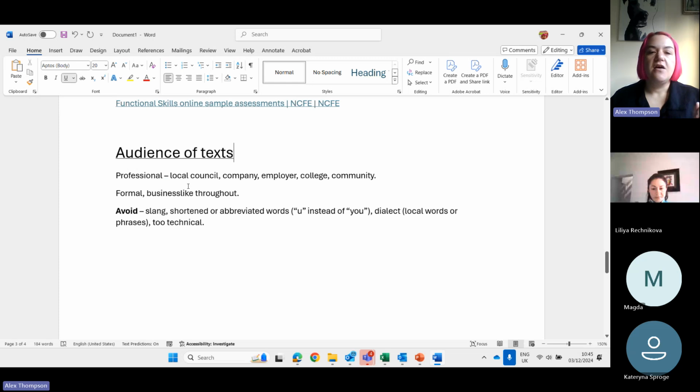So if we were doing a letter to somebody like the local council, a company, an employer, a college, a community, it's formal, it's business-like, and it's quite, I would say, what we call high register language. So this is, I don't know, we used to call it the Queen's English, textbook English. So you would use formal, business-like, high register language, and you use that throughout, all the way.